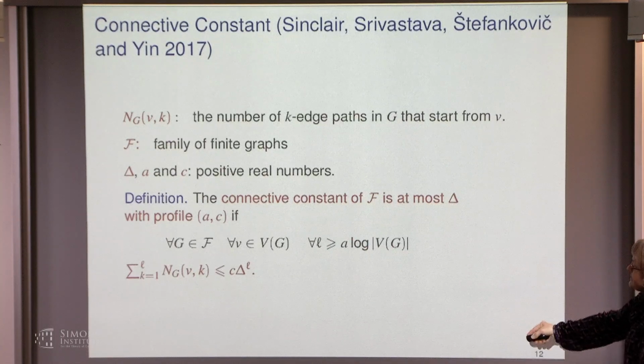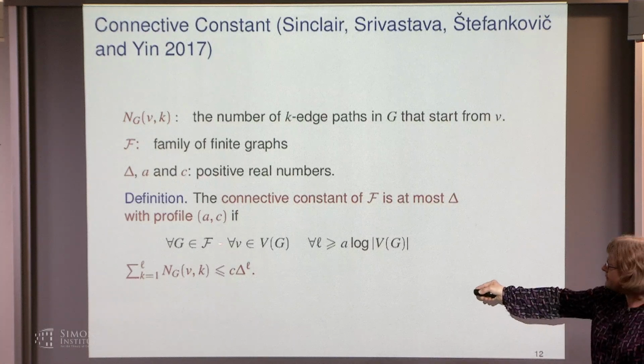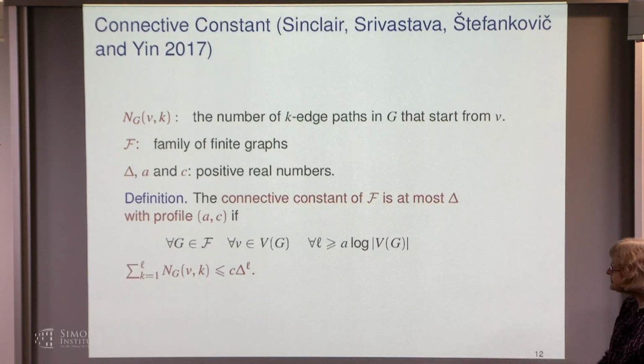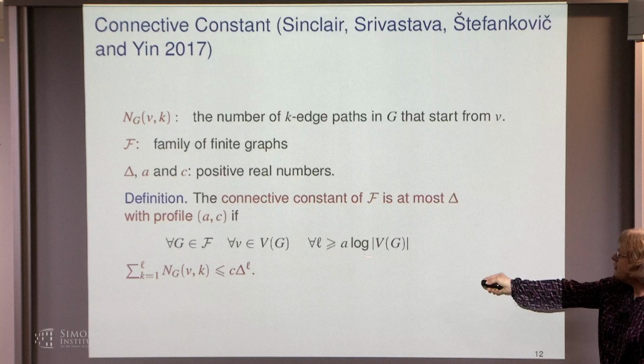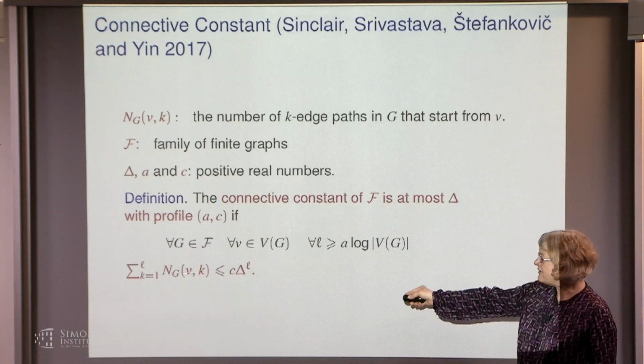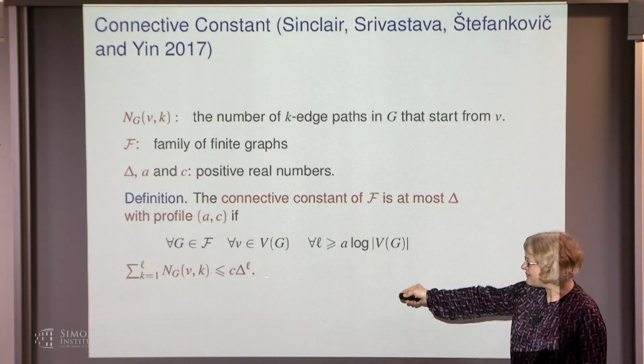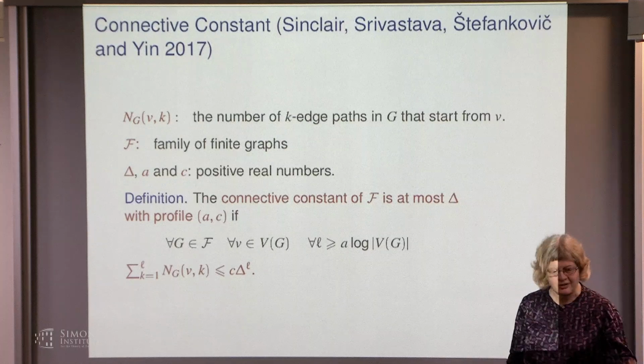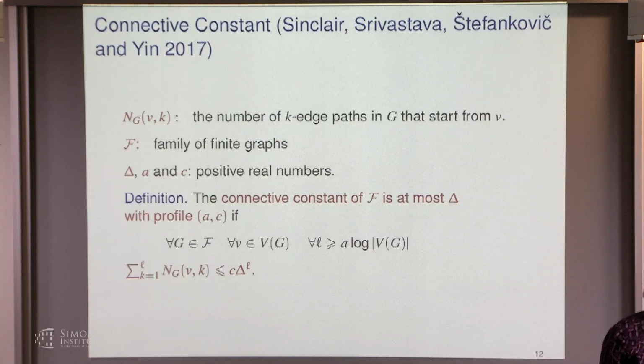So a family of graphs has connective constant delta if, for any length L we want to focus on, which is at least some constant times log n, the number of self-avoiding walks up to that length is at most delta to the L. There's another constant there, but it's not too important. So roughly delta to the L walks of length L, as long as L is big enough. The rest are just constants; they don't really matter.